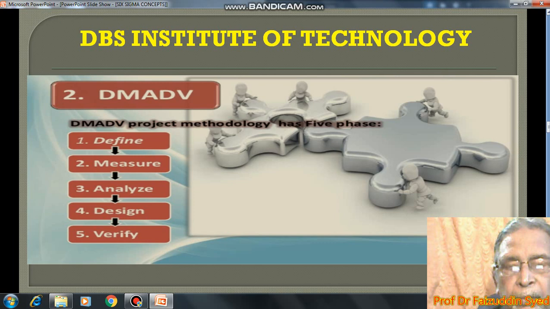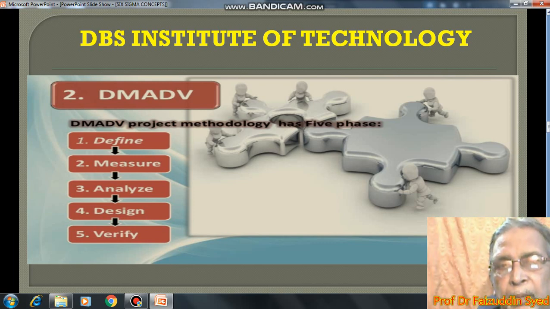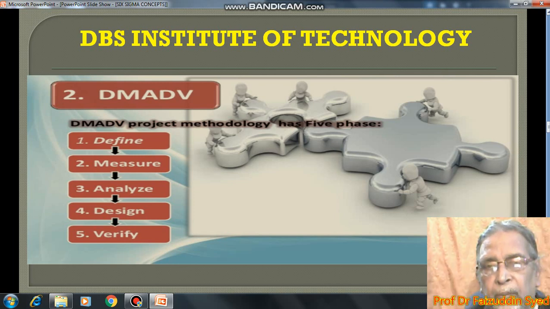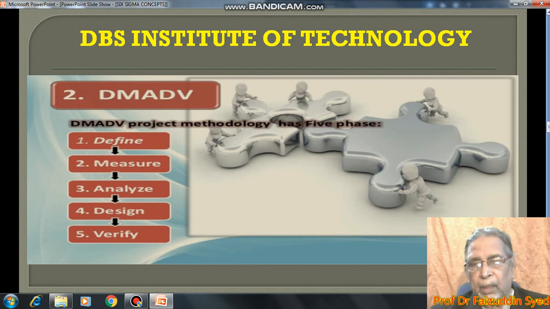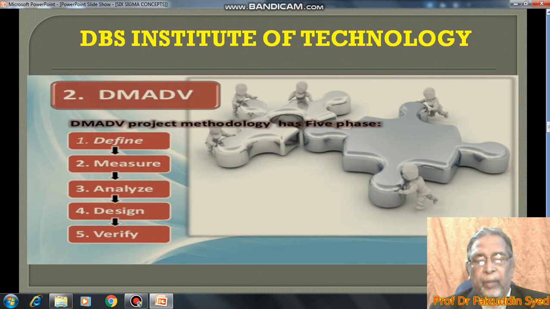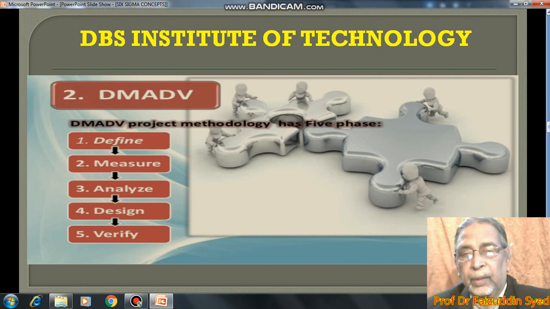Number 2, DMADV. DMADV project methodology has 5 phases. 1, define. 2, measure. 3, analyze. 4, design. 5, verify. This is DMADV.